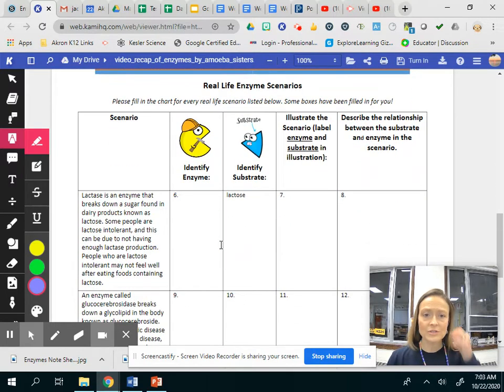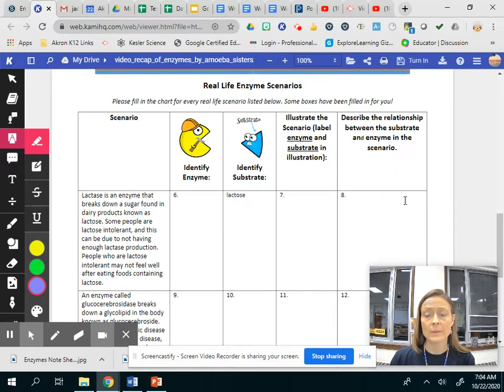On the next page, it says, please fill in the chart for every real-life scenario listed below. Some boxes have been filled in for you. So up at the top, we want to identify the name of the enzyme. And then we want to identify the substrate. The substrate is the thing that's getting either made or broken apart. Illustrate the scenario. Label the enzyme and the substrate in the illustration. Illustrate means draw a picture. And then describe the relationship between the substrate and the enzyme in the scenario.